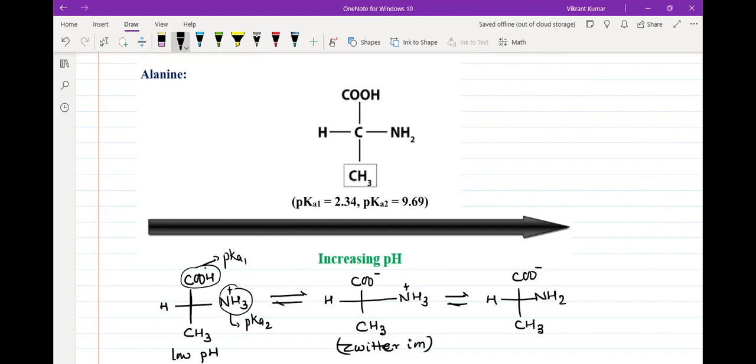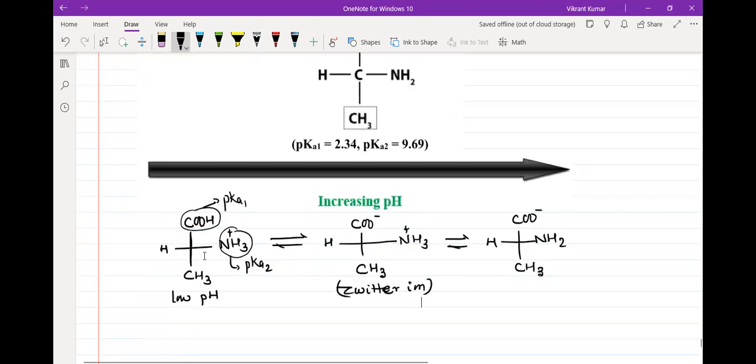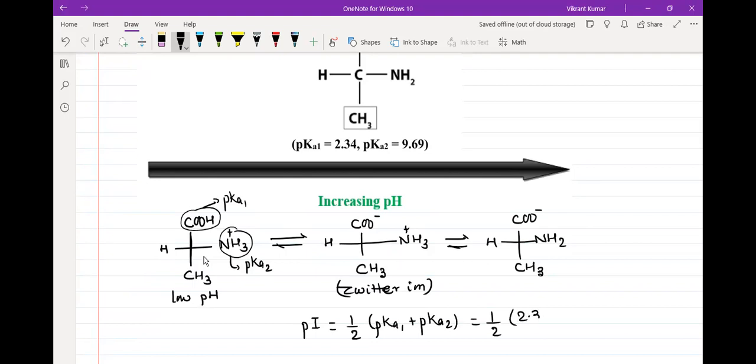So this is the zwitterion, and that's why if they are asking you PI, it will again be half of pK1 plus pK2. If it is asking PI, we'll say half of pK1 plus pK2. Numbers are not very different than the other previous case, because CH3 came in place of H, it is not making a big difference. We are saying this will be 2.34 plus 9.69, and if you check this, 12.03 by 2, so approximately 6.015 will come.